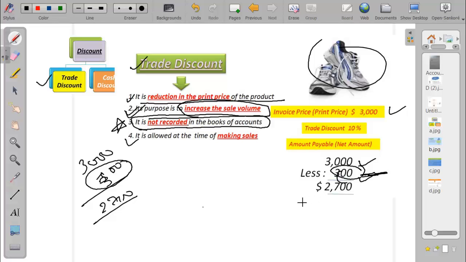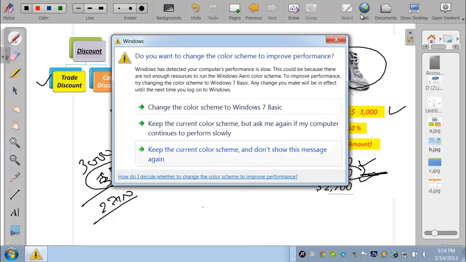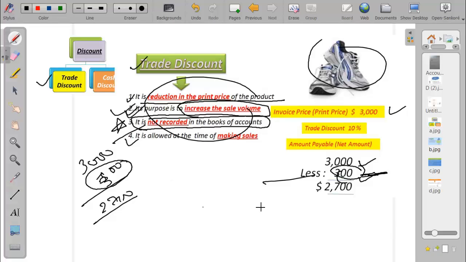Okay. So what is trade discount? Reduction in print price, and its motive is what? Just to motivate the customers, just to increase the sale. So this is the motive. And the important thing which you have to remember is that it is not recorded in the books of accounts. We will not pass any entry for this 300. Are you getting my point? We will not pass any entry.